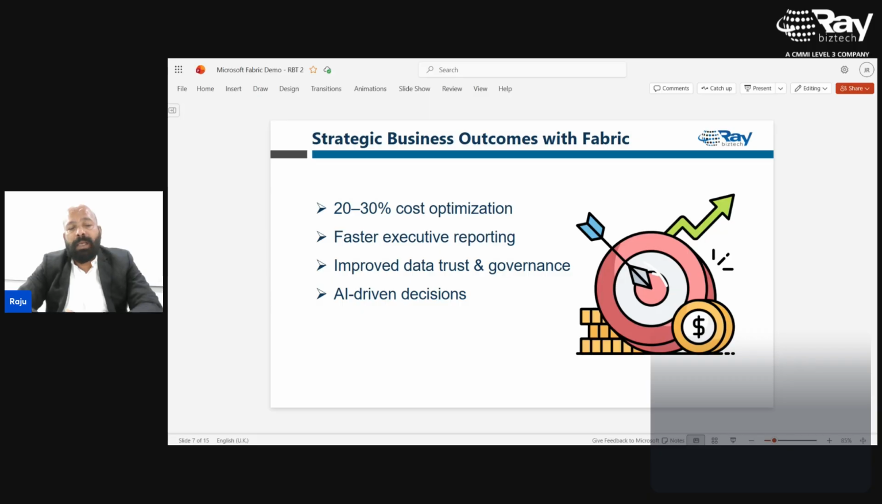And instead of having multiple sources, instead of moving data from one place to another place and then to another place, the data is stored in OneLake, and in that way you can trust the data as it is a single source of truth, and business users can take help of AI-driven decisions.